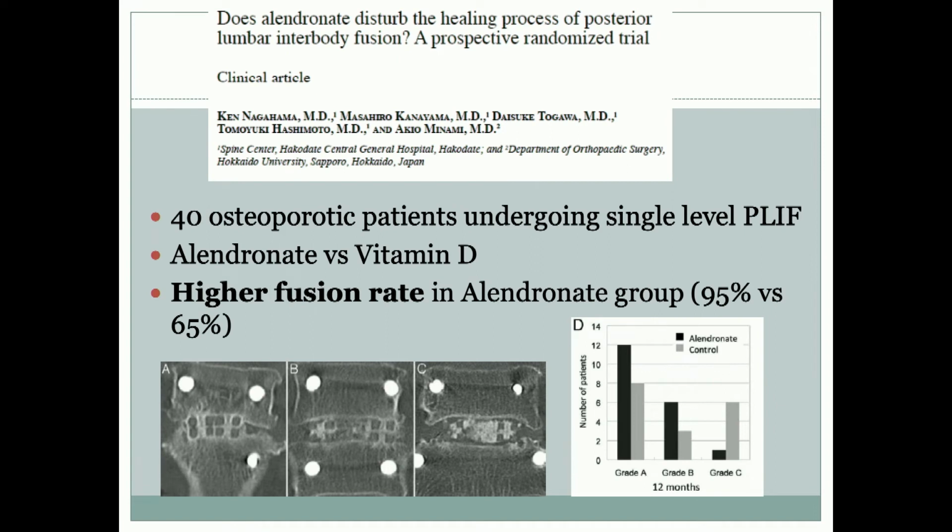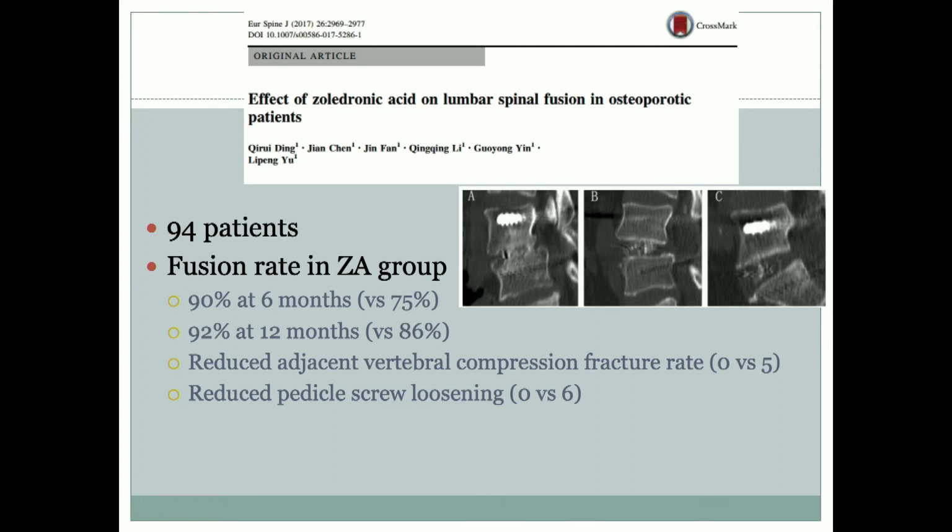And this was a randomized study of 40 osteoporotic patients undergoing single-level fusion, randomized to either alendronate versus vitamin D, and these authors found a higher fusion rate in the alendronate-treated group, 95% versus 65%. Xgeva, or zoledronic acid, is an IV-administered bisphosphonate. It's thought to be 10 to 15 times more potent than the oral bisphosphonates.